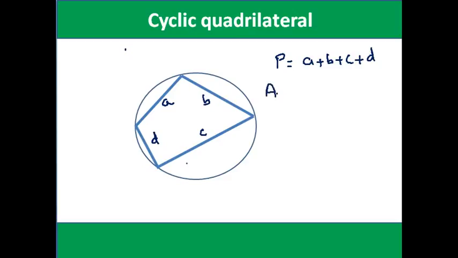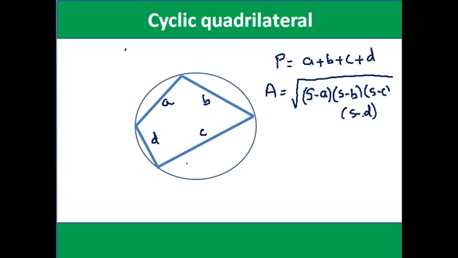Very, very important. Area equals root of (S minus A) into (S minus B) into (S minus C) into (S minus D). Area of a cyclic quadrilateral is root of (S minus A) into (S minus B) into (S minus C) into (S minus D), where S equals P by 2, or S equals (A plus B plus C plus D) by 2. S is nothing but the semi perimeter.